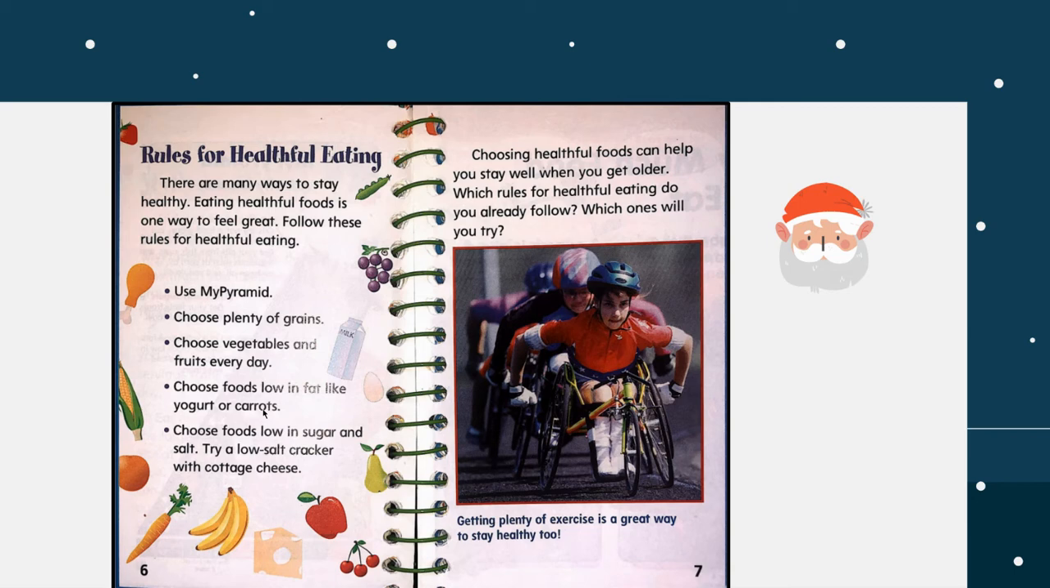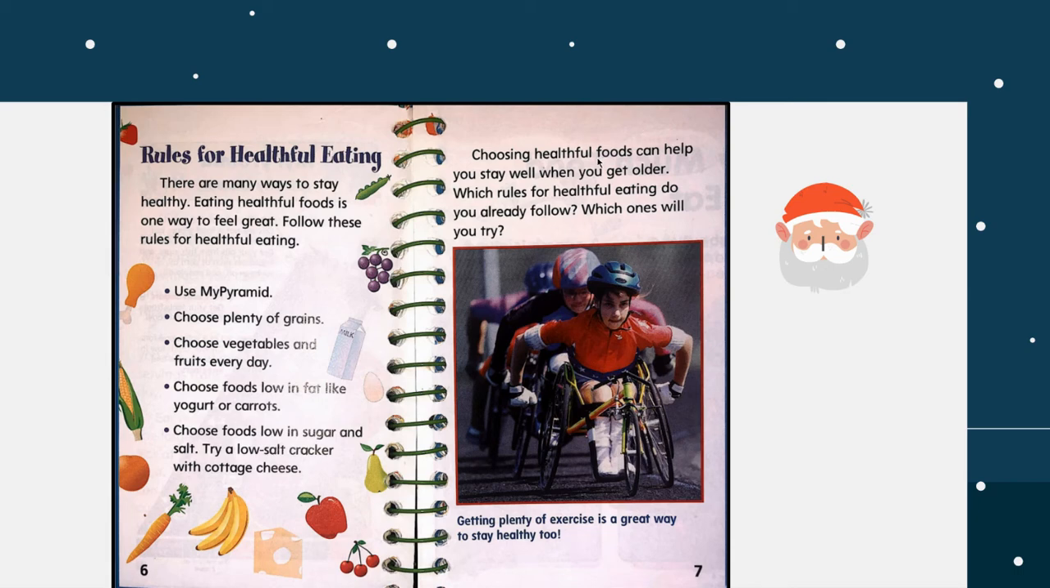And let's see, it also says that you have to choose foods low in sugar and salt. So try a low salt cracker with cottage cheese. So it's basically telling you that if you feel the need to eat something sweet, try something else. How about fruits? Fruits are naturally sweet and they're much healthier than eating a piece of cake or ice cream.